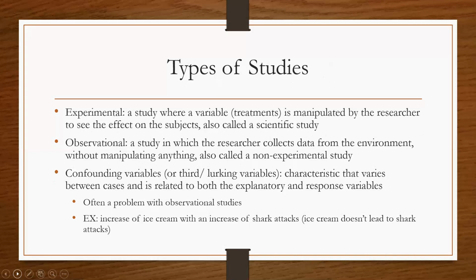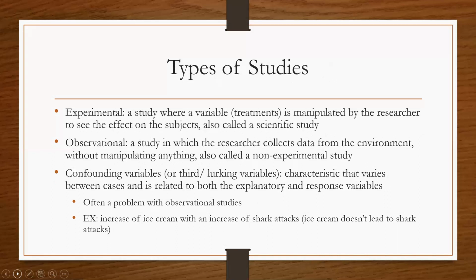You have confounding variables. Sometimes they're also called third or lurking variables. Basically, those are variables that affect the outcome, even though they're not supposed to. It's not really anticipated being there. It's more of a problem with observational studies than it is with experimental ones, and that's why you can't make that claim with observational. An example of this is an increase of sales of ice cream with an increase of shark attacks.